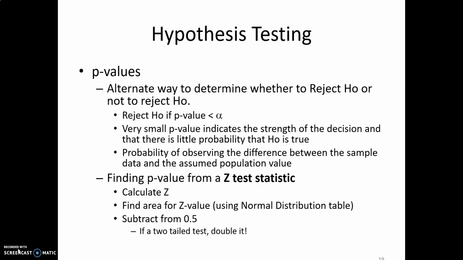Hello students, welcome back to Chapter 8, our discussion of hypothesis testing. We're going to look at p-values. A p-value is a probability value. This is a value that is used extensively in any type of research and analysis with that research. So it's basically an alternate way to determine whether to reject a null hypothesis or not to reject it.